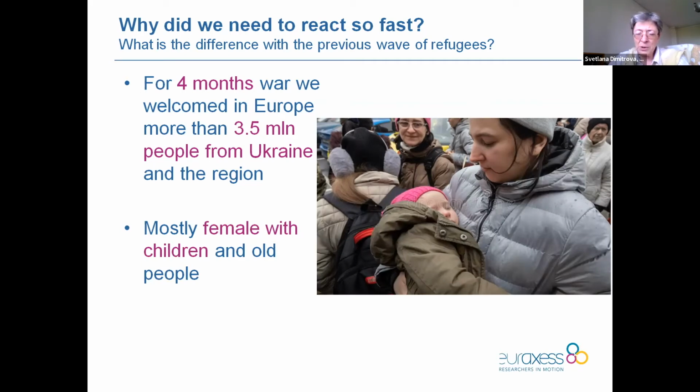So from Ukraine is the highest number of refugees, of course, and what is specific in this case is that these are mainly female refugees with children and old people. Because it's understandable, their brothers, sons, and husbands are fighting.